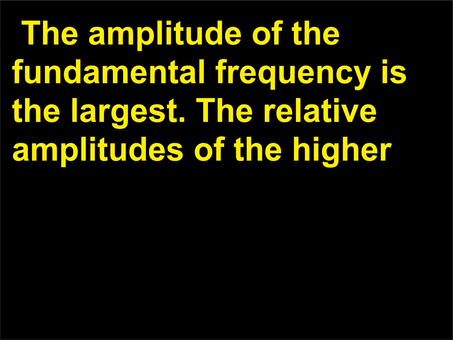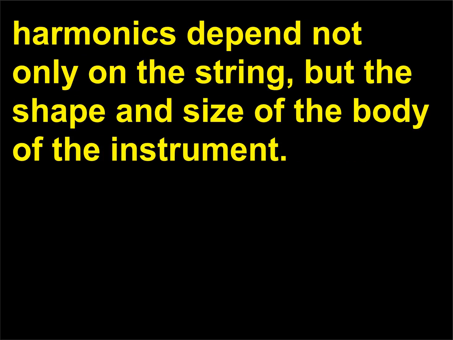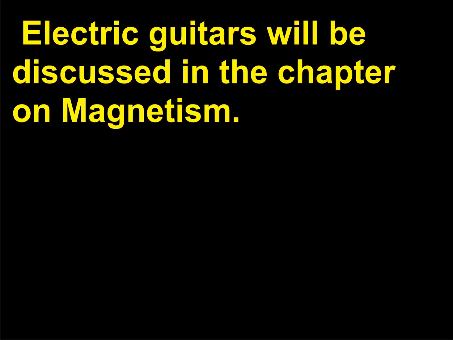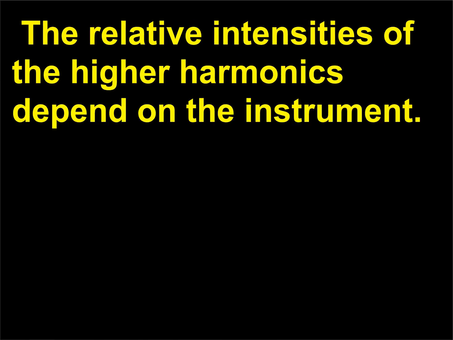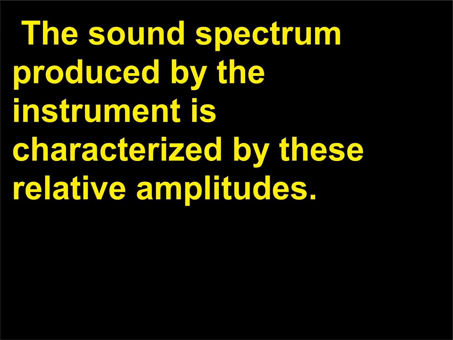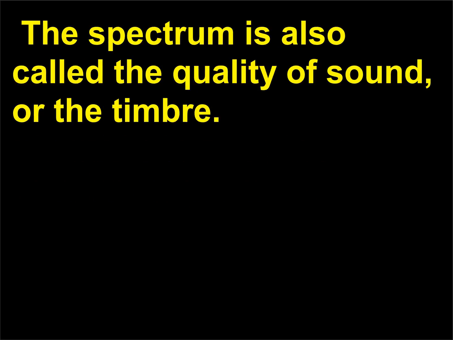The amplitude of the fundamental frequency is the largest. The relative amplitudes of the higher harmonics depend not only on the string, but on the shape and size of the body of the instrument. Electric guitars will be discussed in the chapter on magnetism. The relative intensities of the higher harmonics depend on the instrument. The sound spectrum produced by the instrument is characterized by these relative amplitudes. The spectrum is also called the quality of sound, or the timbre. The sound quality also depends on how the sound starts and stops.